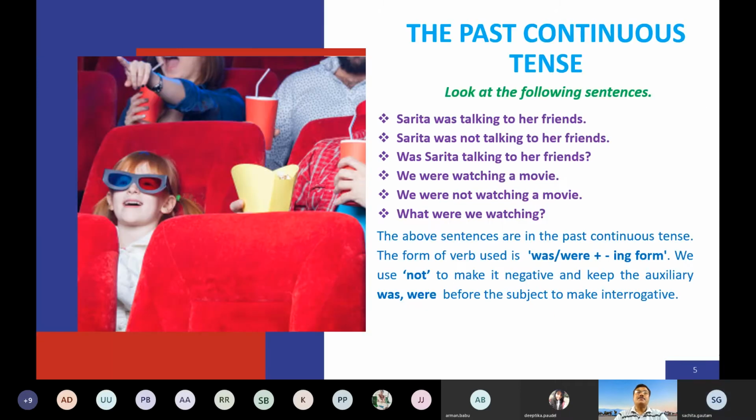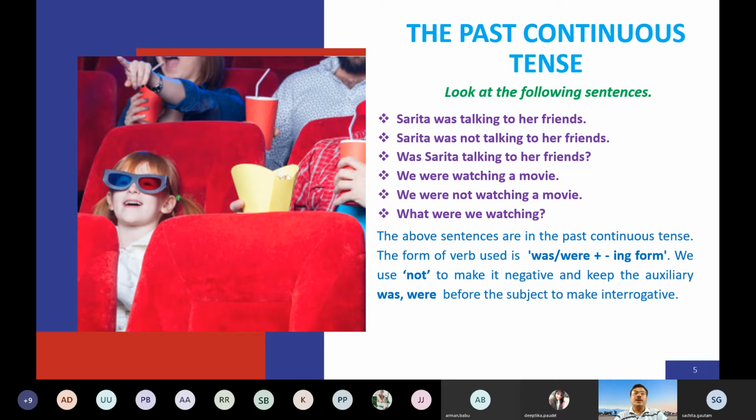So now the next one is the past continuous tense. Okay, another aspect of past tense, the past continuous tense. So first you see the examples there. Look at the following sentences. Sarita was talking to her friends. Sarita was not talking to her friends. Was Sarita talking to her friends?